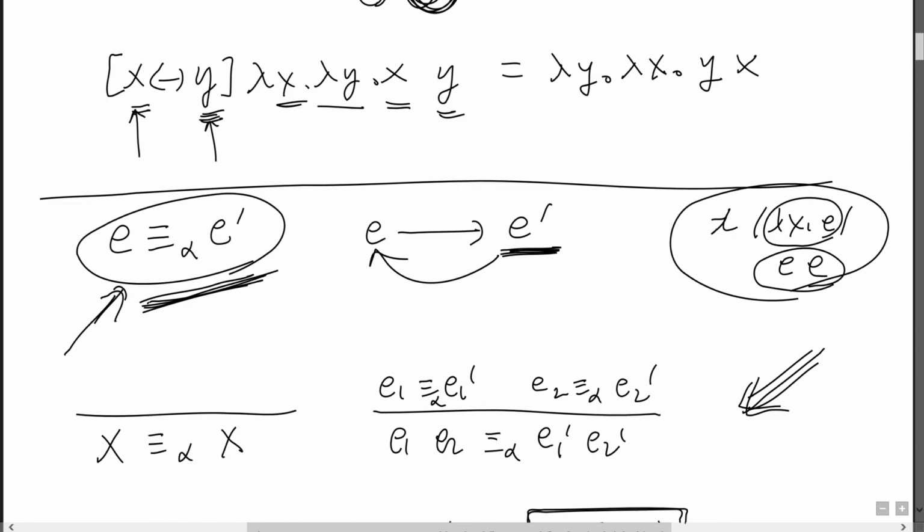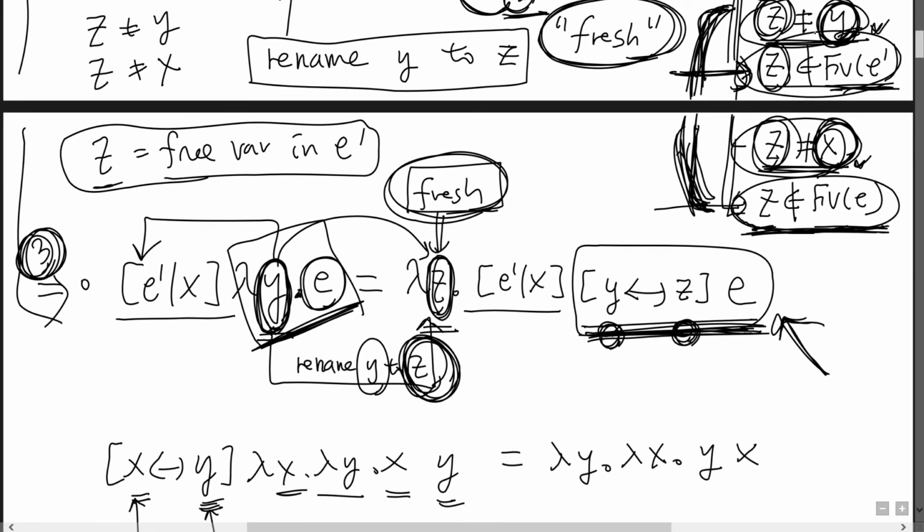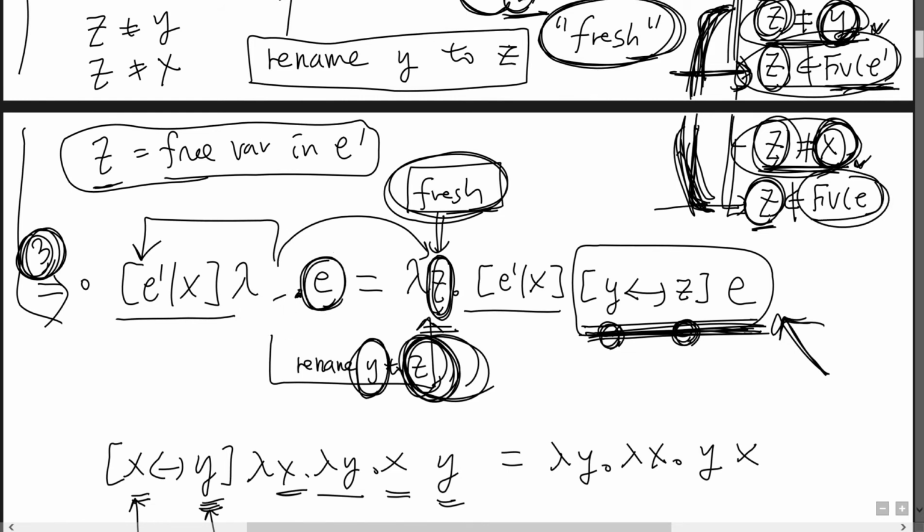So we have seen a similar case here. When you choose to rename bound variable y to z, you want to make sure that z is not in the set of free variables of expression E. So we have seen precisely the same case here.